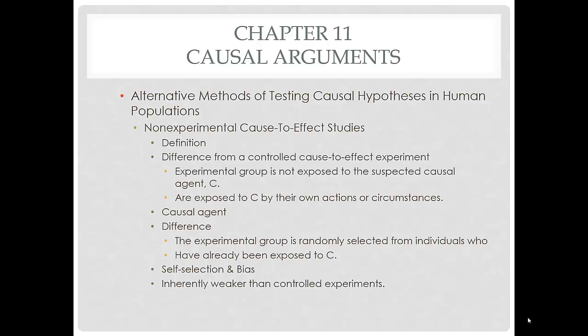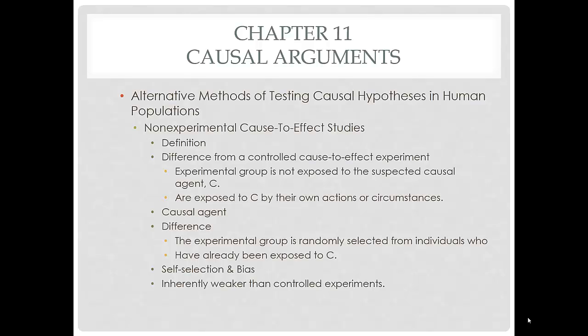We'll begin by looking at the non-experimental cause-to-effect study. Here's the basic idea. It's similar in many respects to the controlled cause-to-effect experiment. The difference, though, is this. First, in a controlled cause-to-effect experiment, the experimental group, those exposed to the cause, are exposed to the suspected causal agent by those conducting the study. Rather, in the non-experimental study, they're exposed by their own actions or perhaps circumstances.